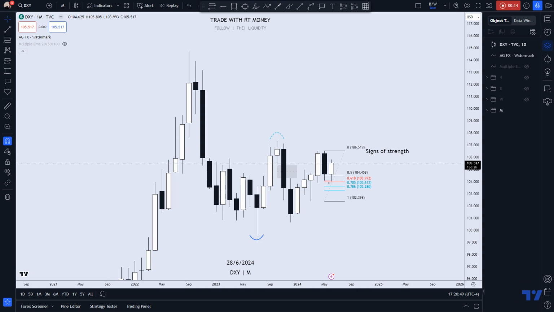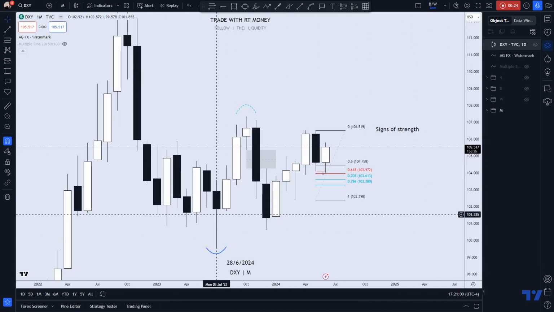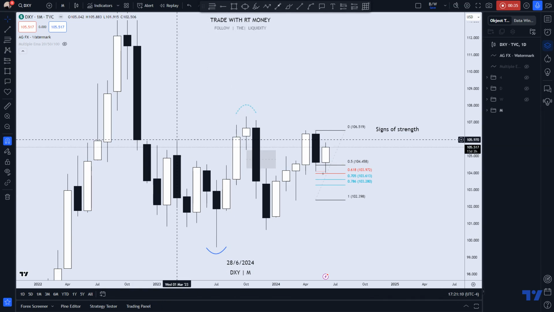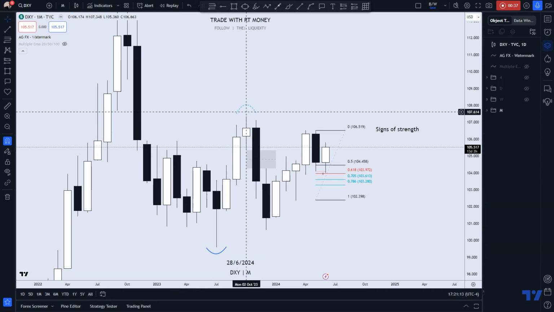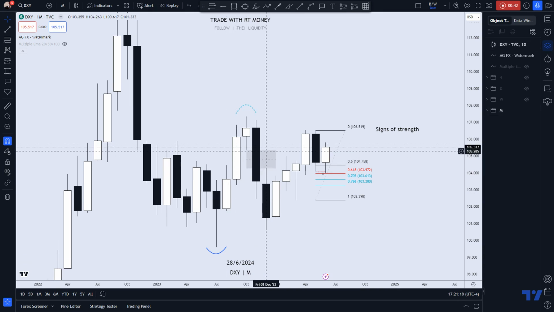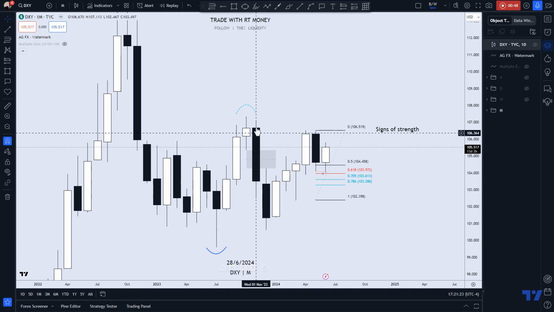Okay. Let's start with the monthly on the US dollar index. And you can see just by the structure that there are some signs of strength. You see the consolidation, you see the manipulation of these lows. And then price moves higher, breaking the high of the consolidation. Now, what happens after that? Price pulls back, creating a balanced price range here, right? But we don't take out the low. We just come back into the consolidation.